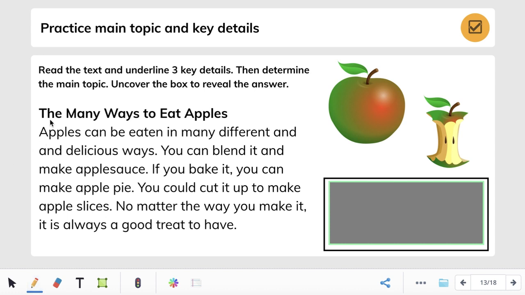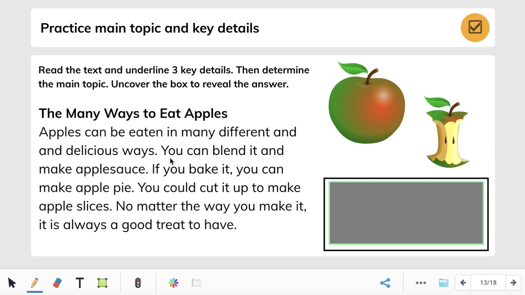My turn. The many ways to eat apples. Your turn. The many ways to eat apples. Let's start at the first sentence. My turn. Apples can be eaten in many different and delicious ways. Your turn. Is that a key detail? No, that's not a key detail.